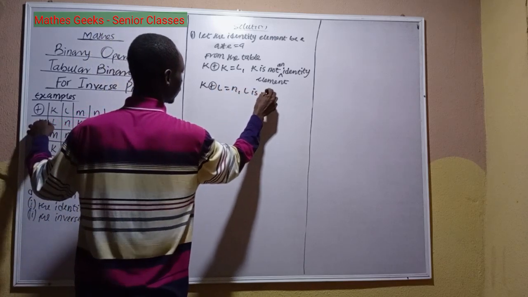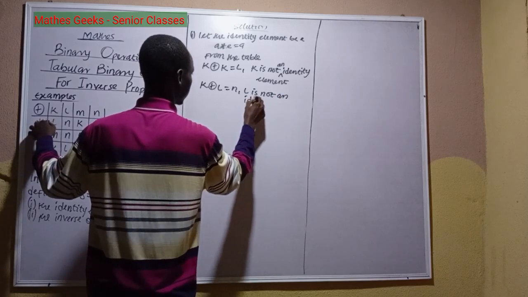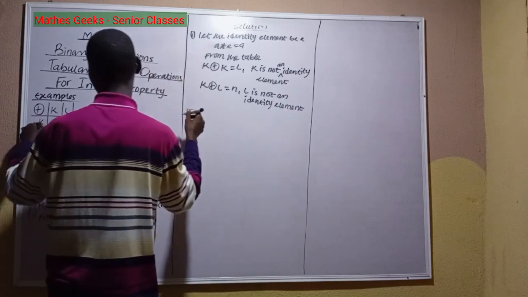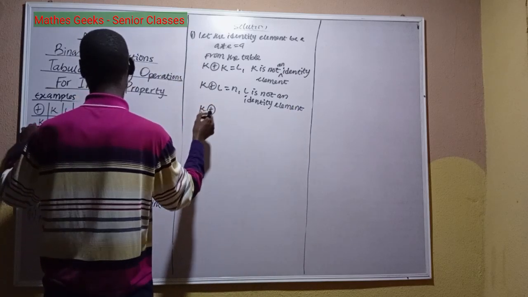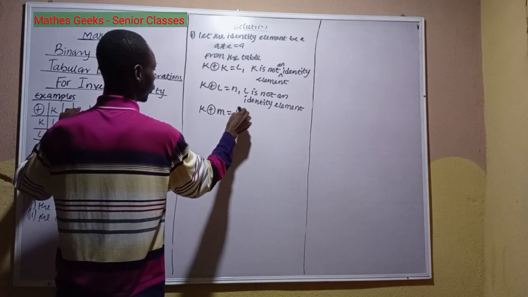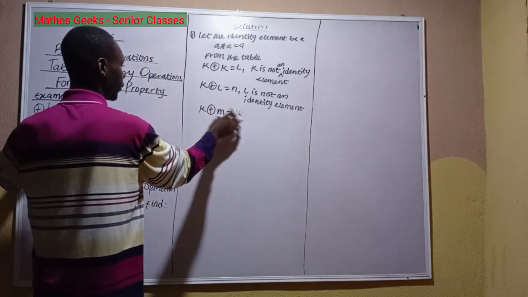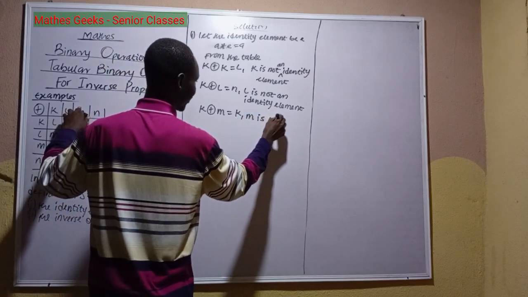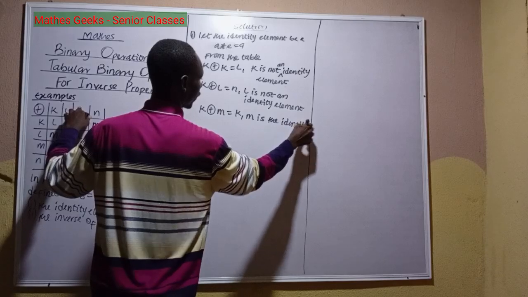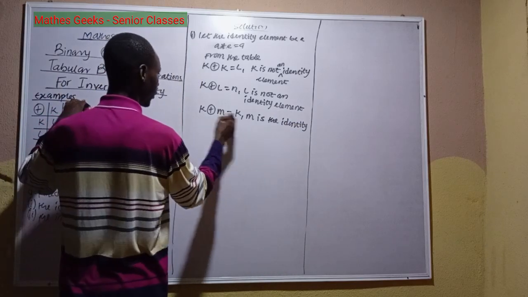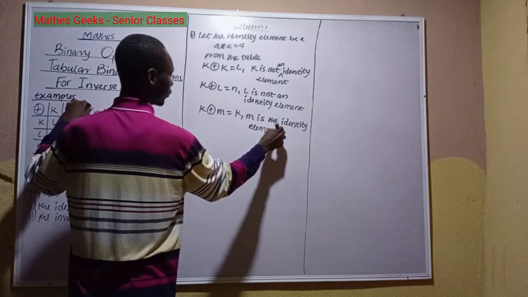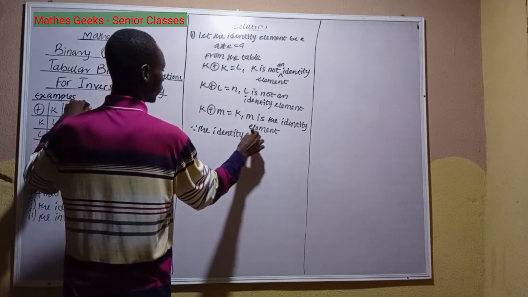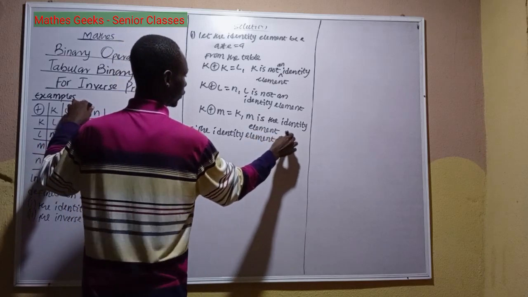So L is not an identity element. Next is K operation N. K operation N is K. Since we got K back, this tells us that N is the identity element. As far as this table is concerned, N is the identity element.